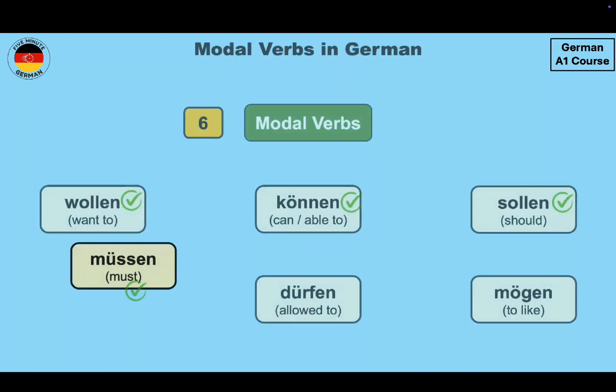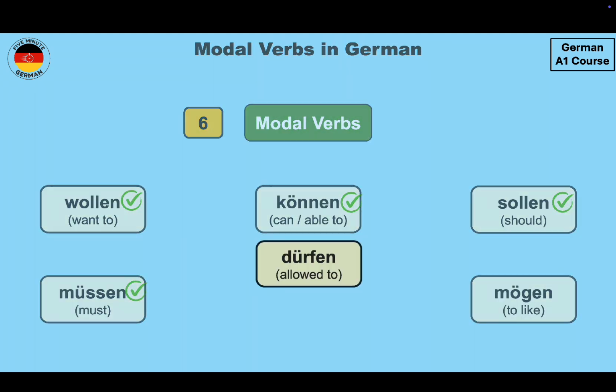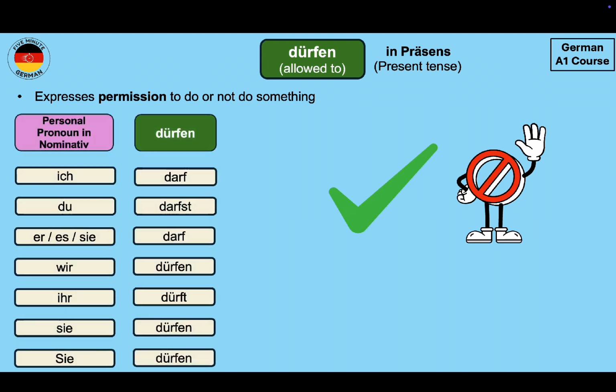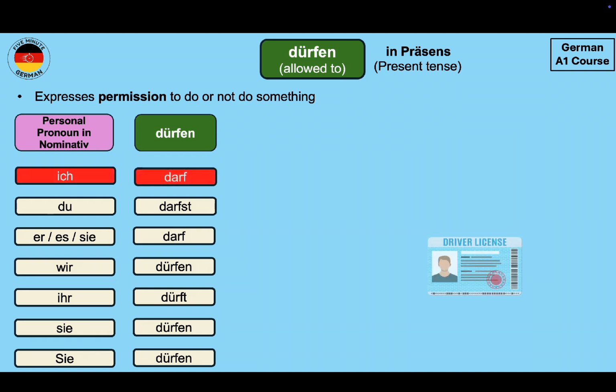The next modal verb is dürfen, which means allowed to, and this expresses permission to do or not do something. The conjugation for dürfen in the present tense is ich darf, du darfst, sie darf, wir dürfen, ihr dürft, sie dürfen, Sie dürfen.